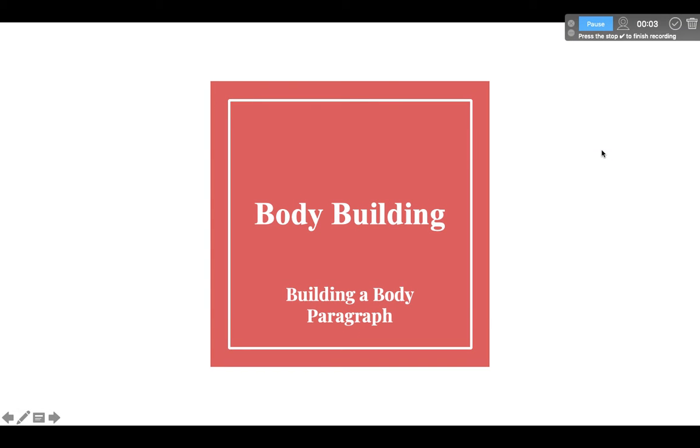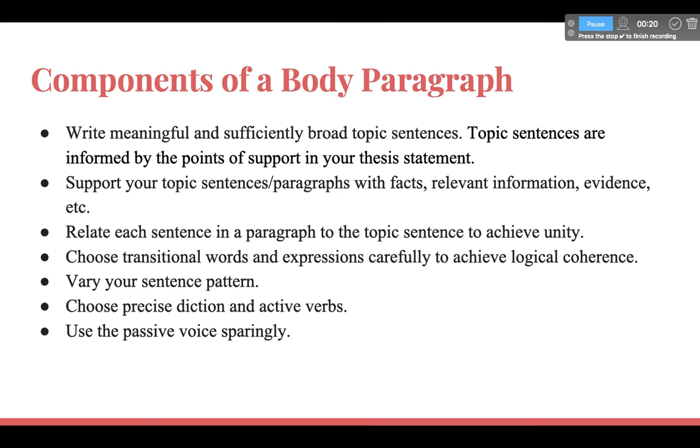Everyone. In this lesson, we're going to talk about building body paragraphs, or writing body paragraphs. This lesson elaborates on the previous lesson where we learned about the different parts of a paragraph. We'll talk about the components of a body paragraph and putting together a body paragraph using something called the meal plan.